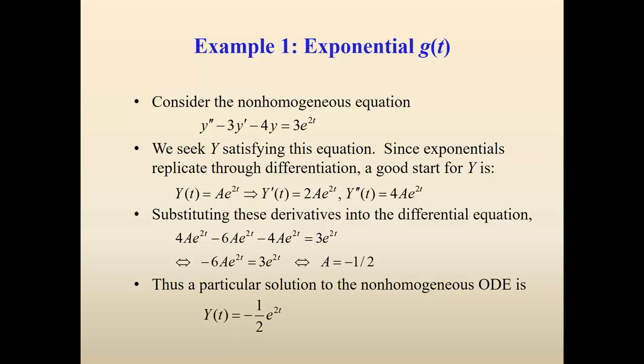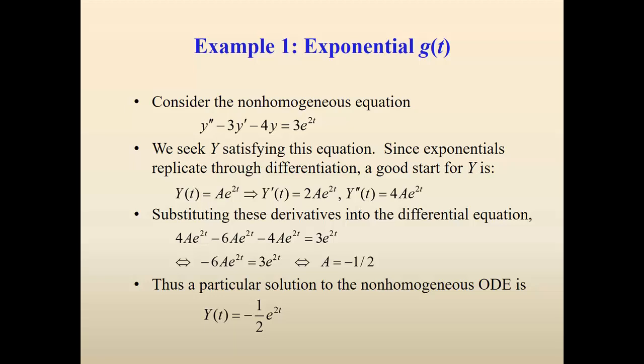In other words, my complementary solution, my homogeneous answer, will be, remember it was r plus 1 and r minus 4, right? So that means y c, or y complementary, or y homogeneous, is going to be c1 e to the negative t plus c2 e to the 4t. Keep that in mind.